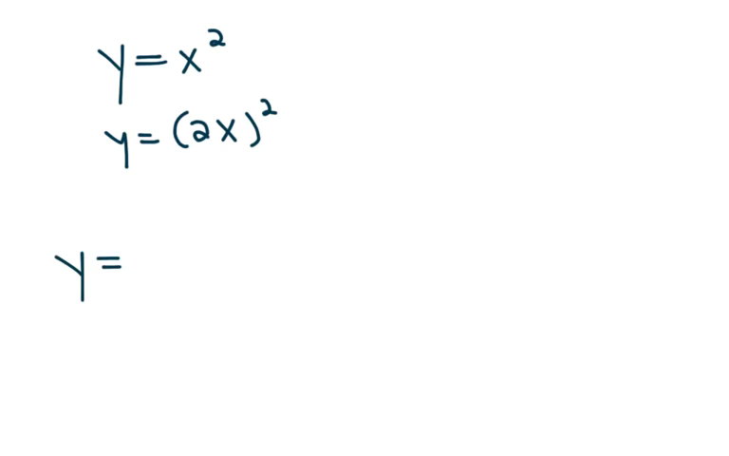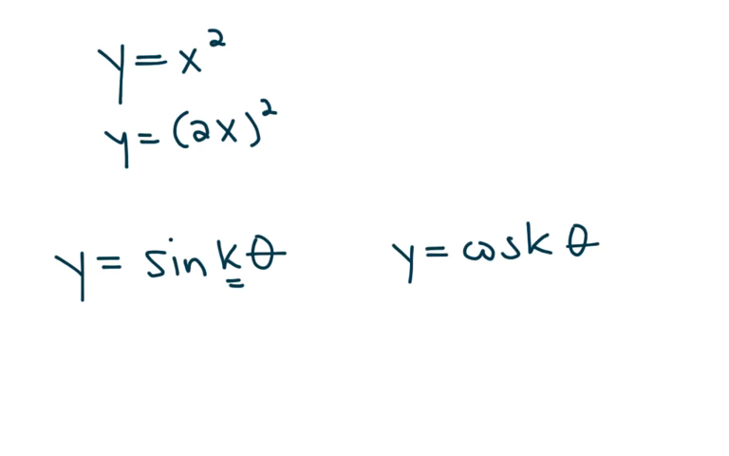So now for the equation y equals sine k theta, where k is the number getting multiplied by the input, or y equals cosine k theta, makes no difference, the period is going to be 2 pi divided by k.